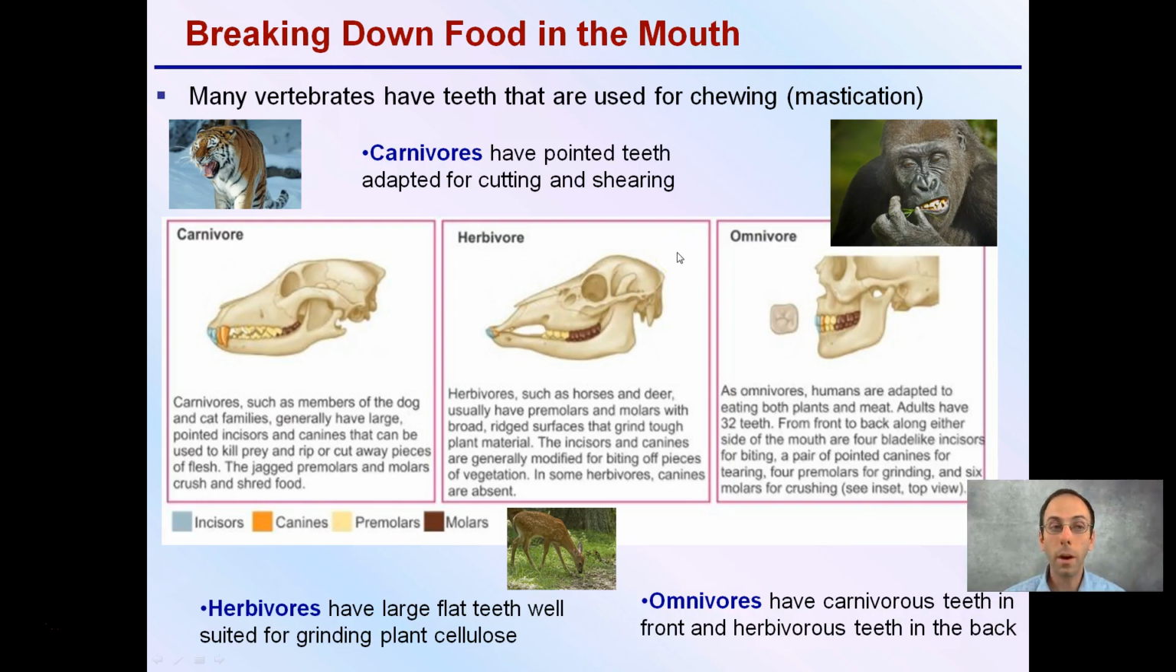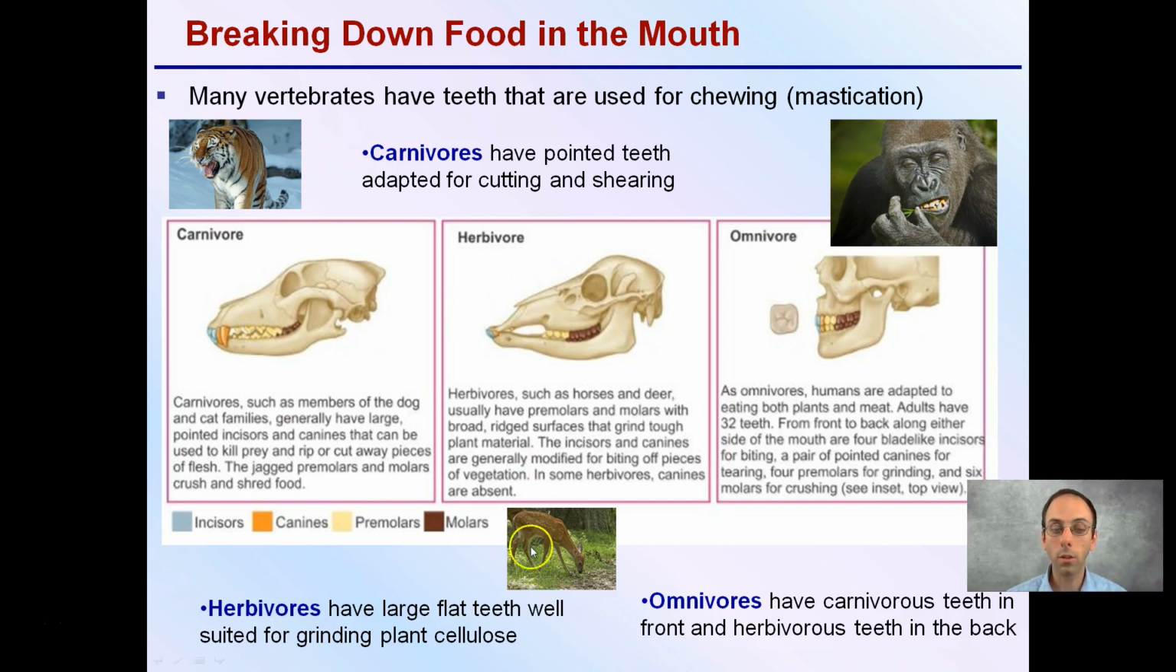Now, breaking down the food in the mouth, many vertebrates have teeth that allow for chewing, mastication of the food. Now, we're going to see a carnivore, a herbivore, and an omnivore, looking at incisors, canines, premolars, and molars, all color-coded appropriately here. In the carnivore, those that only eat meat, you see the noticeable incisors and the canines are very pronounced here. That'd be an example of our tiger. Carnivores have pointed teeth. They're adapted for cutting and shearing.